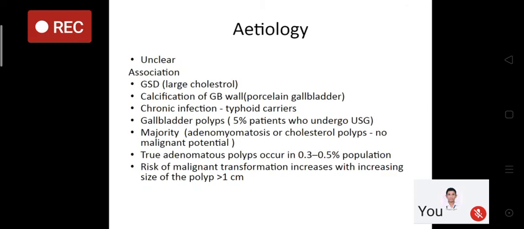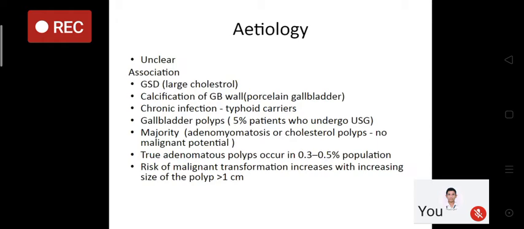Again, etiology, not very much clear, but there is association with some diseases like gallstone disease, particularly the large cholesterol stones; they have predisposition to malignancy. And then one more entity, that is porcelain gallbladder, where there is diffuse calcification of the gallbladder wall, is also having predisposition to carcinoma gallbladder. And then chronic infection, like typhoid carriers, they have predisposition. Gallbladder polyps is also a pre-malignant condition.